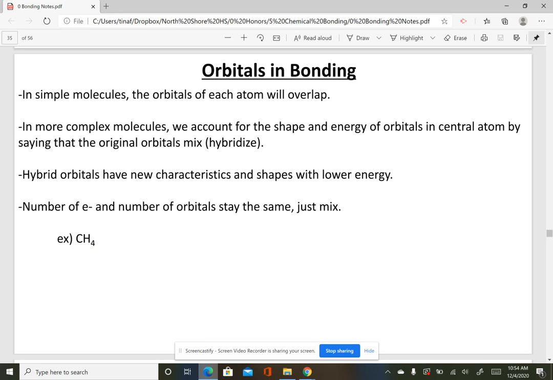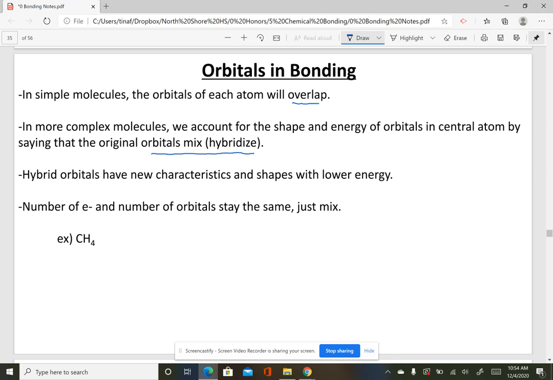Hi guys, in this next video, we're going to talk about what orbitals kind of look like when they participate in chemical bonds. So we know that electrons are found in orbitals, and it's specifically the valence electrons that participate in bonding. So what happens is the valence electron orbitals overlap with each other. Now, in more complex molecules, when the orbitals overlap, they kind of mix together or hybridize.